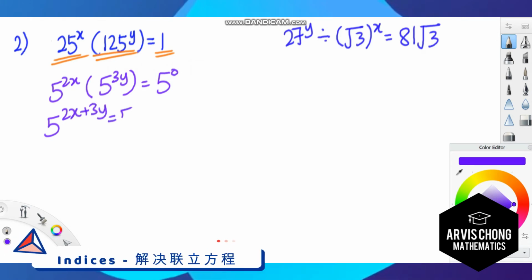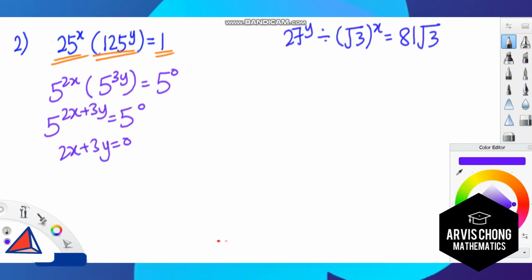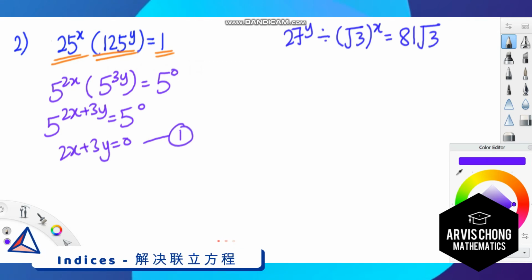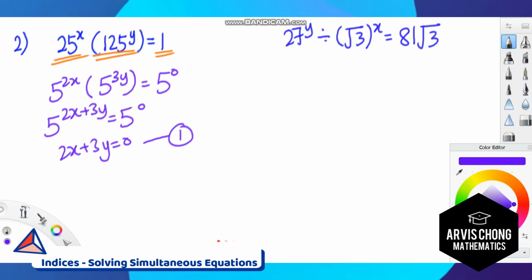Then we just compare the powers here. So we have 2x plus 3y equals to 0. Alright? And this is our first equation. Next, let's move on to the second equation here. So we have 27, 3, 81 and 3. And we knew that we can change it to base 3, yeah? So 27 is 3 cube, right?